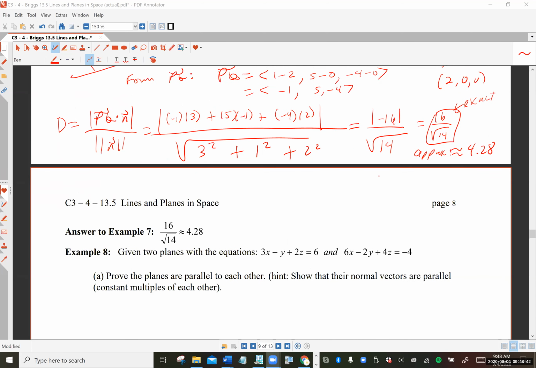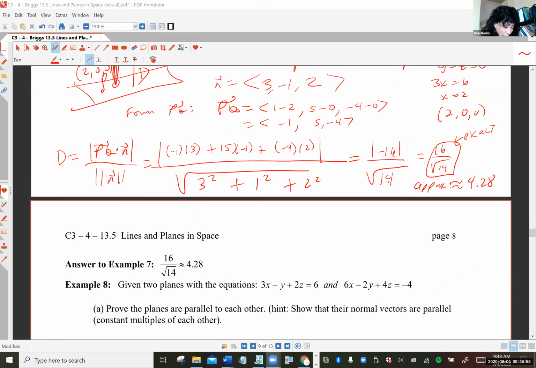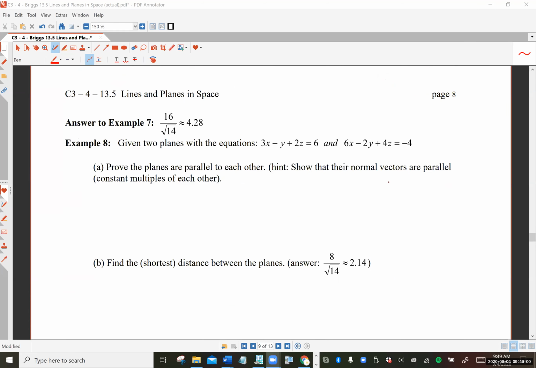To get the components of n, just look at the coefficients of the plane given. You got it. That easy. But that seems too easy. Okay, sometimes you got to accept a gift when you're given one. I'm not going to do example 8. I don't have time, but I'll set it up. I want to get to the point and line distance because that's the hard one.